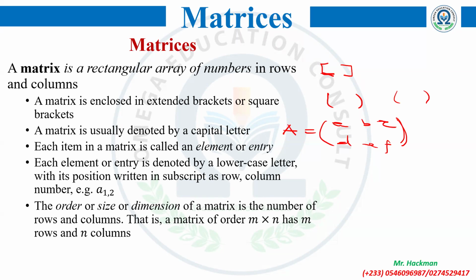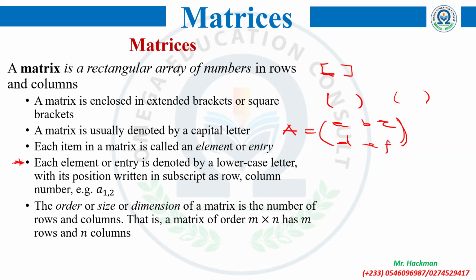So these are some of the key words that you need to be familiar with under this particular topic as well. Each element or entry is denoted by a lowercase letter with its position written in subscript as row, comma, column number. This is what we mean. You usually see this in foreign books, however some of our local textbooks are equally adapting it. I want you to know this so that if you see it there, you appreciate the concept.